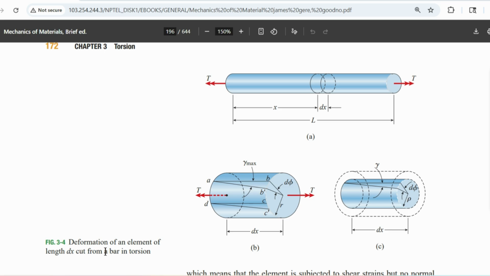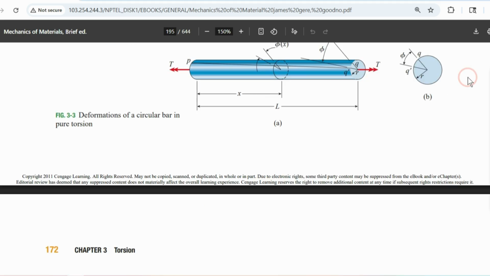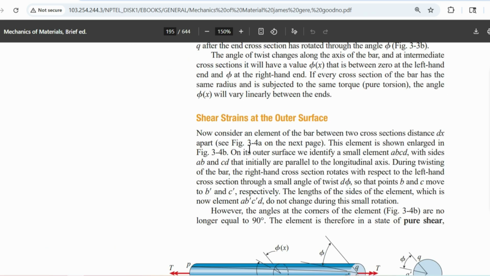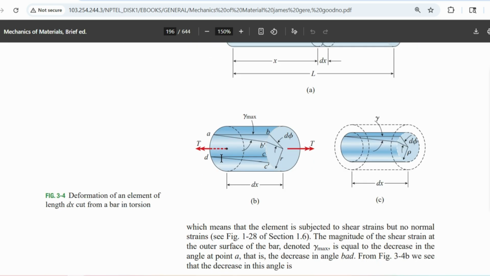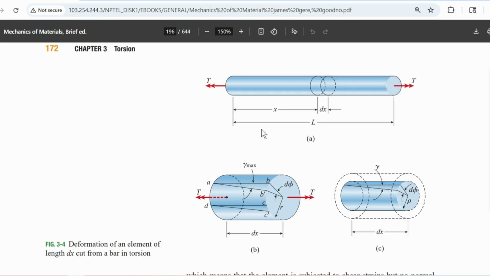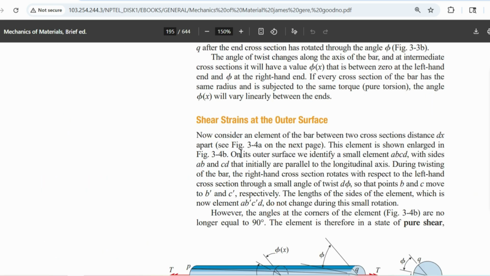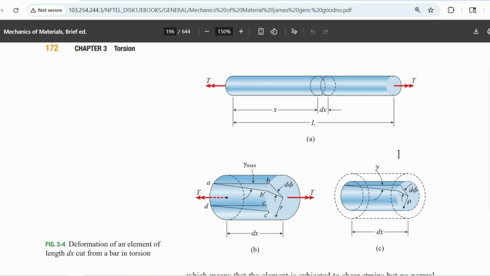So that length dx is cut from the bar in torsion, and that's figure 3.4a on the next page. This element is shown enlarged in figure 3.4b. So this is the cutout, and this is the enlargement. Now, what does it say about that? On its outer surface, we identify a small element, A, B, C, D. And this is on the outer surface.